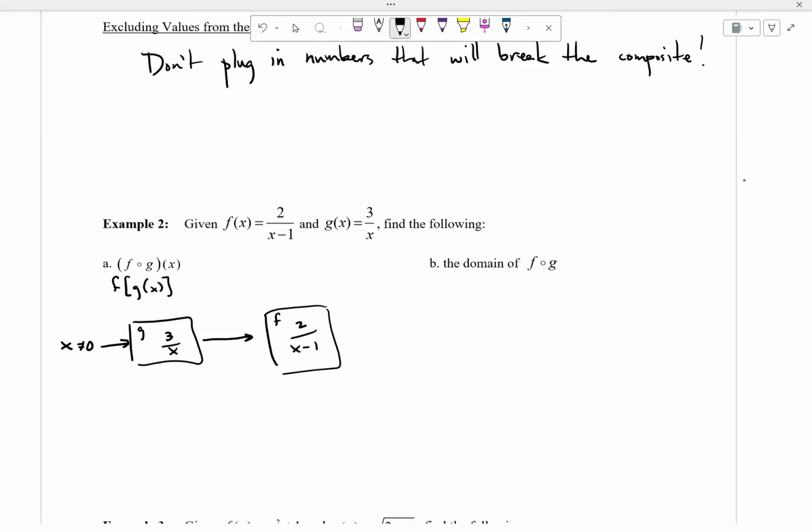Now my question to you is, could we put a 1 into this first machine? Is that okay? It's okay to put a 3 in here, isn't it? See if you can find the number that will break this machine. Aside from 0, I don't understand. Is X still the same thing as X? Yeah, X is the number that goes in. 3 over 1, and then you put that into 1 minus 1.